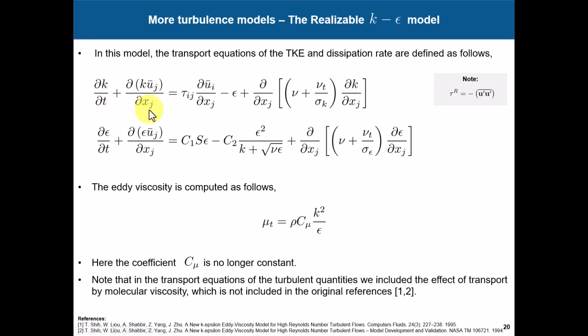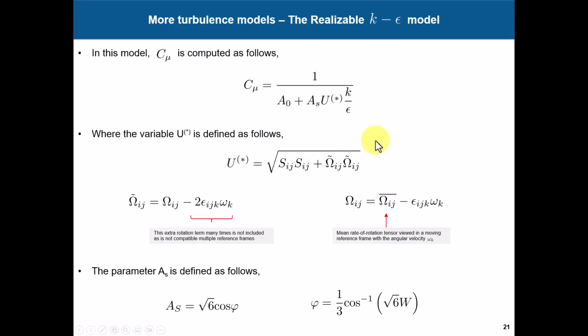So we have the K equation that is pretty much similar. Coefficients will be a little bit different, but if you look at the epsilon, this is the main difference here. Also the eddy viscosity, how we compute it, is the same way, but now C mu is no longer constant. And here we have the definition. You add this new function and you regulate, using this relationship, how C mu behaves as you get different y plus values.